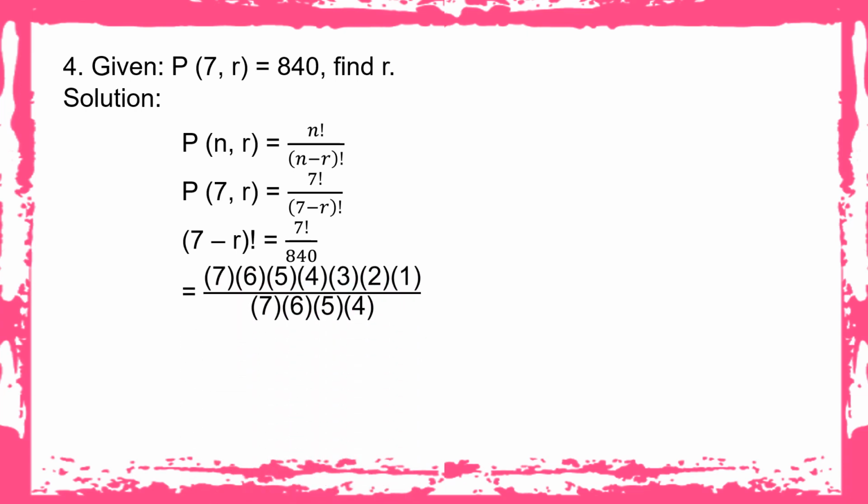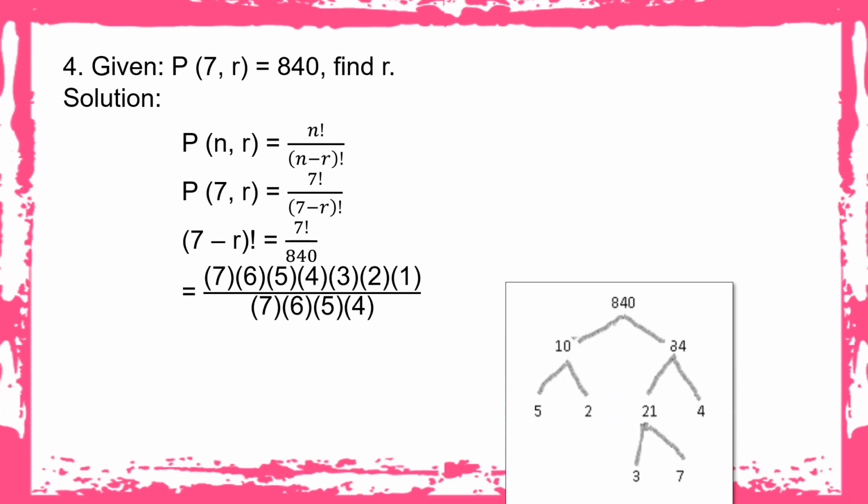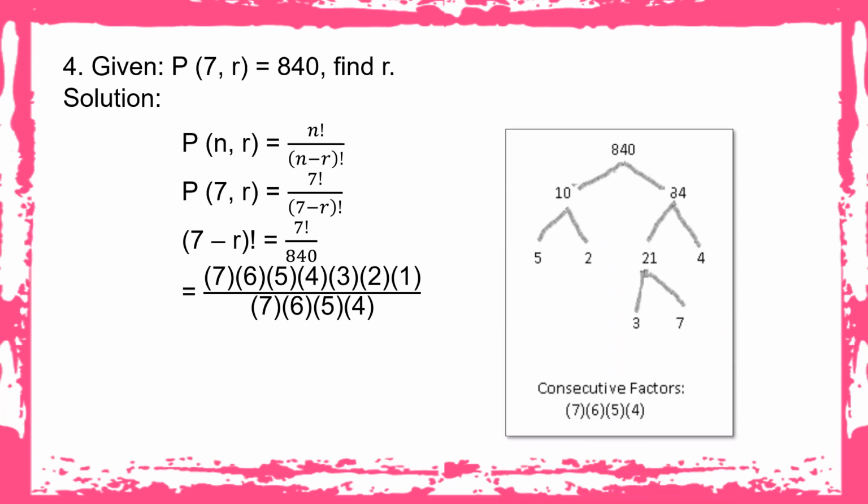So this time, 7 factorial is equal to 7 times 6 times 5 times 4 times 3 times 2 times 1. And I got here 7 times 6 times 5 times 4 because we need to find consecutive factors where the product is 840. So you can see here from our prime factorization, we have here 10 times 84, and 10 is 5 times 2. By 84, we have here 21 times 4, and that 21 is equal to 3 times 7.